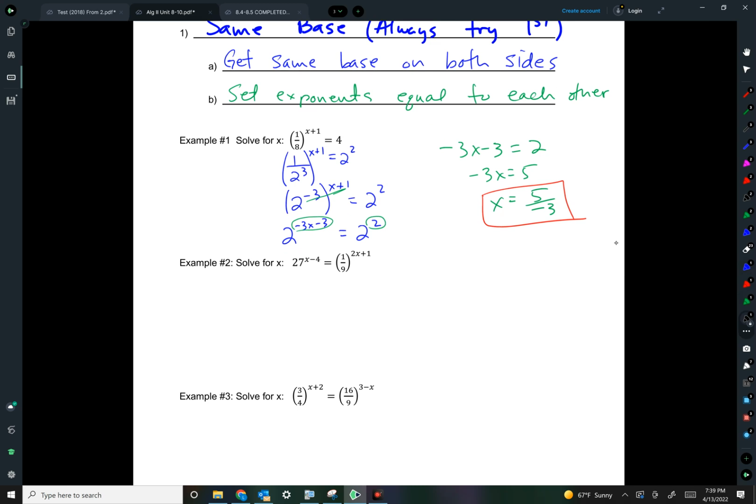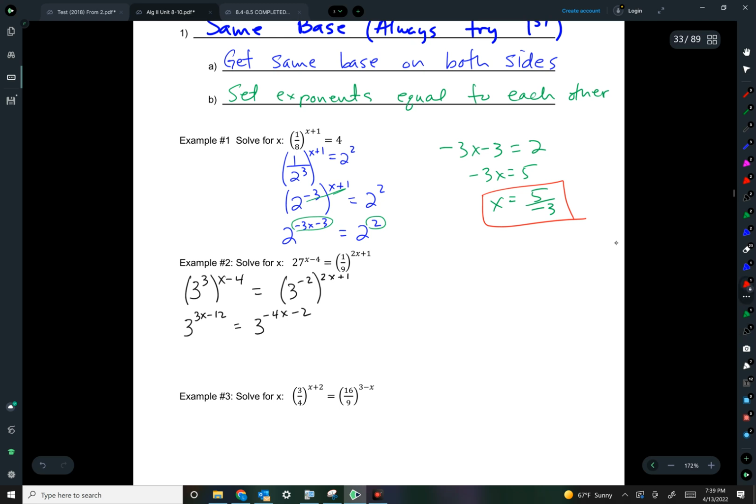Well, let's see. I know 27 could be 3 to the third, and that 27 is being raised to the x minus 4. So the 1/9, well, I know 9 is 3 squared, but since it's in the denominator, if I bring it up, couldn't I think of that as 3 to the negative 2? So in place of 1/9, we have 3 to the negative 2, and that is being raised to the 2x plus 1. So in this case, when we raise a power to a power, we're going to multiply exponents, but we're going to do it on both sides. So this one is going to be 3 to the 3x minus 12, and this one is going to be 3 to the negative 4x minus 2, right? Because I multiplied these two exponents, and then I multiplied these two exponents.